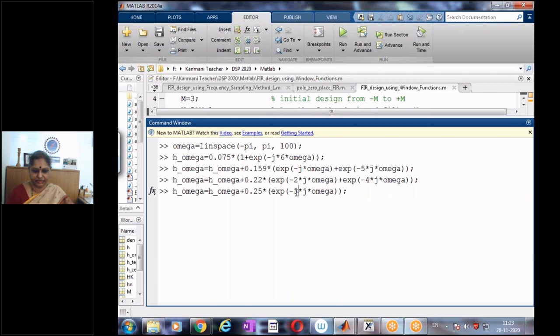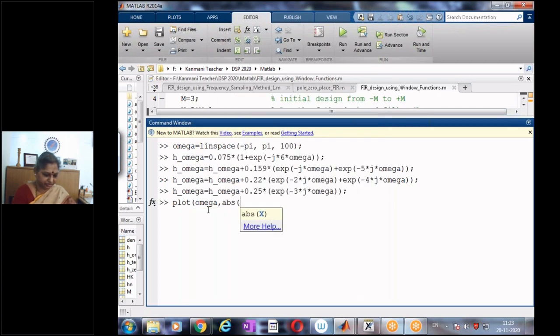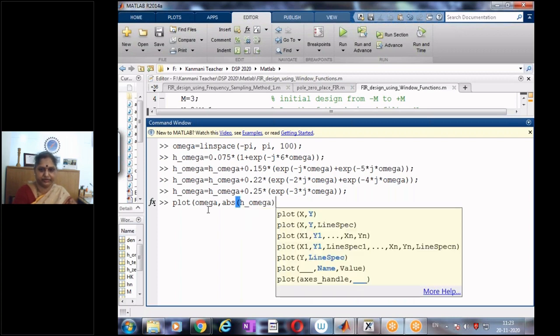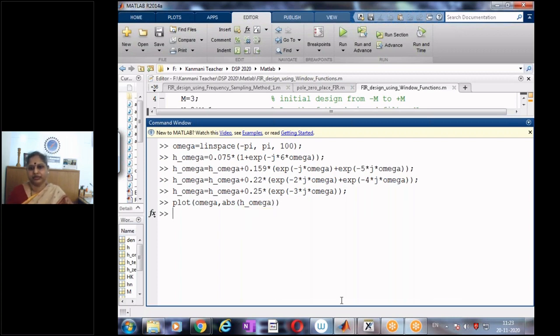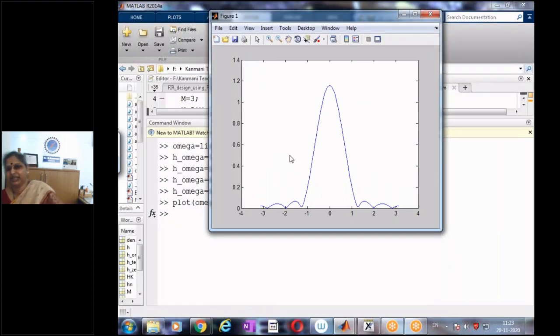And 3. So this is my final. I just added it term by term, and I have computed. Now let us try to plot the magnitude spectrum, omega versus magnitude of H of omega. So this is what we have got as the magnitude spectrum.